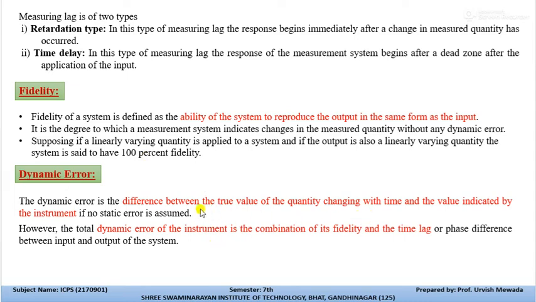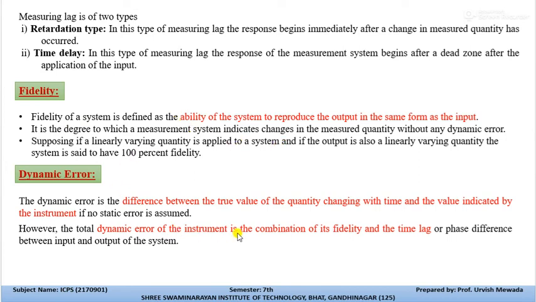And suppose a linearly varying quantity, a dynamic quantity, is applied as an input to the system, and the output is also a linearly varying quantity, then the system is said to have 100% fidelity. It means if we give a varying input to the instrument, your instrument will show a varying output according to the varying input. So that instrument has 100% fidelity.